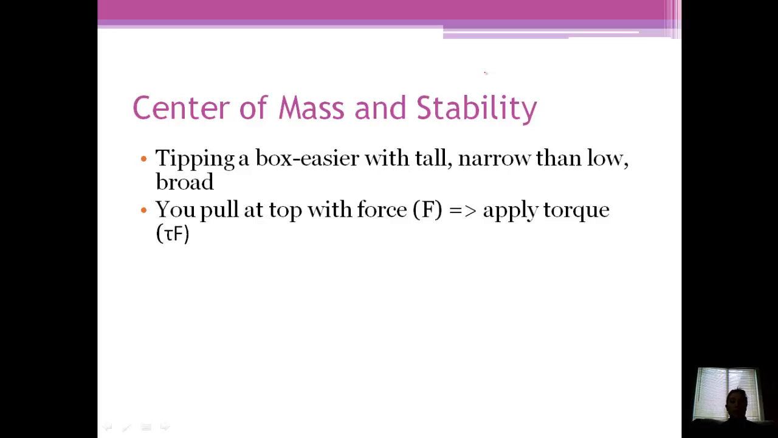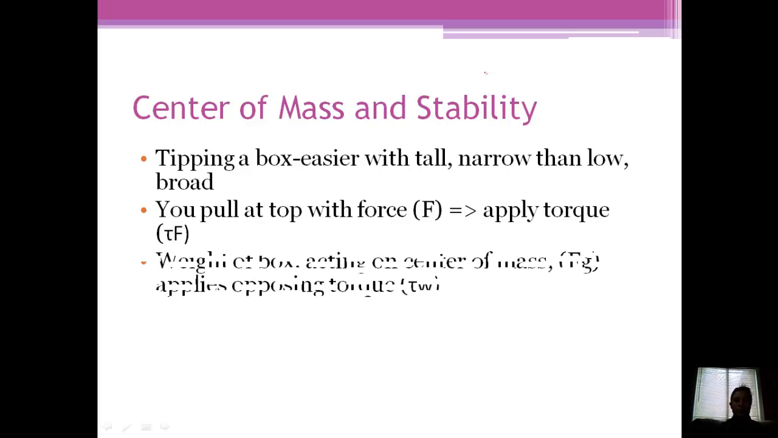So if you're trying to tip a box, you're going to pull at the top with a force, which means that you're applying a torque, right? You're trying to rotate it on this axis of rotation. The weight of the box, which is acting on the center of mass, also exerts a force, which is F of G, and it applies an opposing torque, which we're going to call T of W, or the torque of the weight.